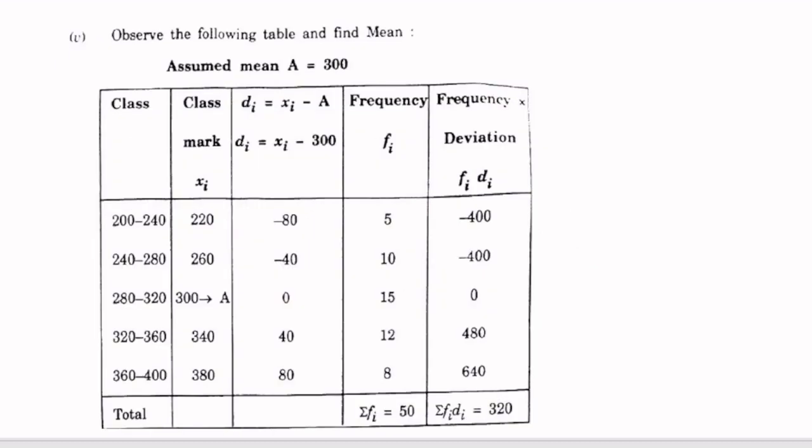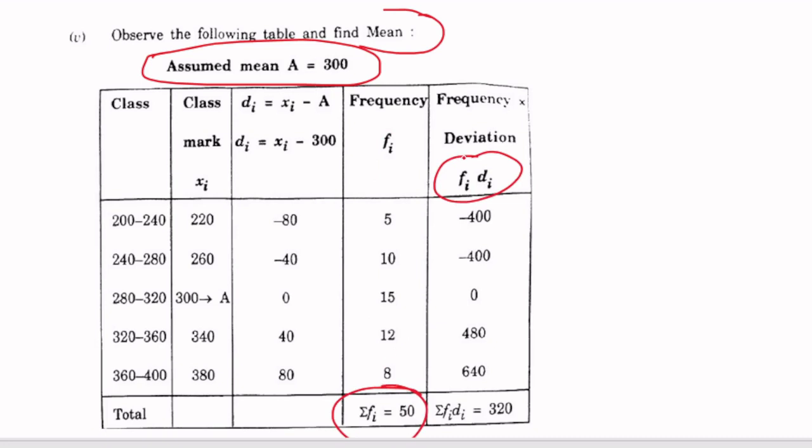Okay, again this is an option for us. Observe the following table and find the mean. This also we have solved. Link I'll provide, you'll go through, but I'll solve it over here also, because we know that assumed mean is given and fidi is calculated already. Fi total is already calculated, which is nothing but n, and you have to find the mean.